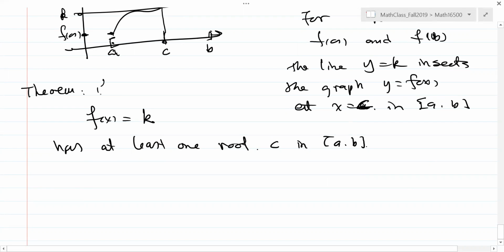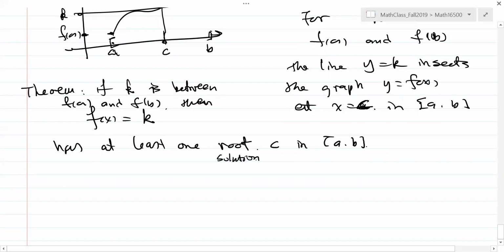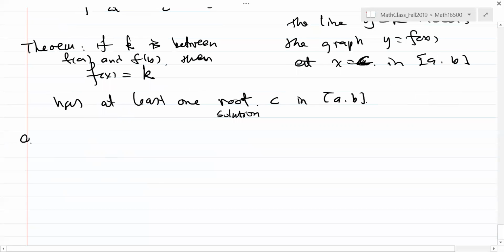So if k is between f of a and f of b, any value, then this equation has at least one solution. The solution is usually called the root, but it's a solution. You have to solve for that. You cannot write down the specific number in many cases, but you can guarantee there is a solution. So let's look at the following problem.